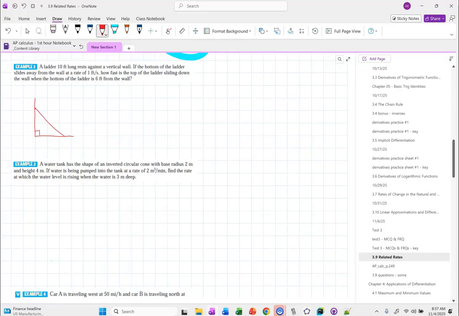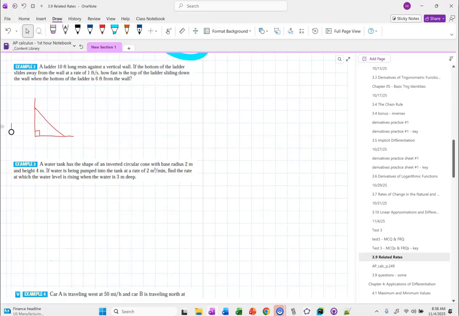So it seems to me that we're going to need this piece and this piece of the ladder, because the shape that I've made is a triangle. Probably the side lengths of the triangle are going to be the things that I care about, considering there's nothing about an angle anywhere in this problem. Would you agree?